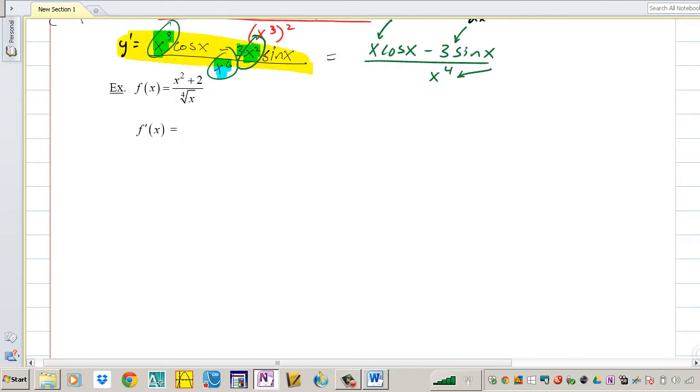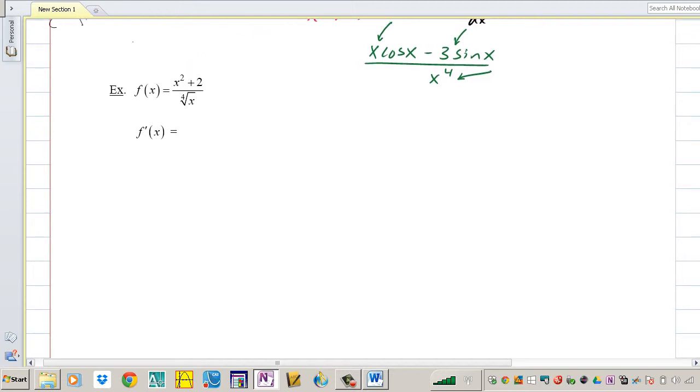Example number 2. Let me go ahead and just remove some of this up here. Example number 2. Now we have the same thing. We have a quotient rule. So it's going to be u over v. This is the way I like to say it. So I'm sorry if I confuse you guys, but I always like to say the bottom times the derivative of the top.